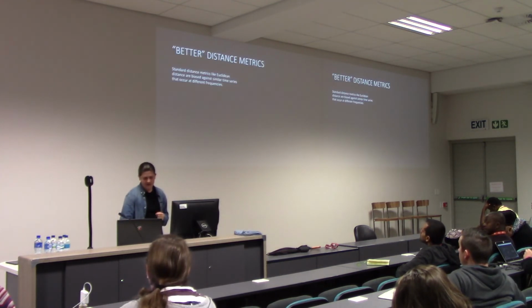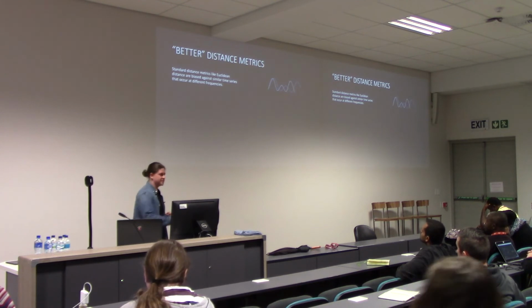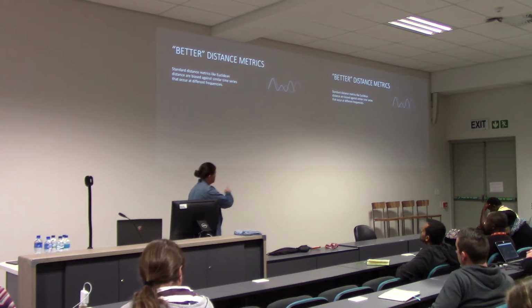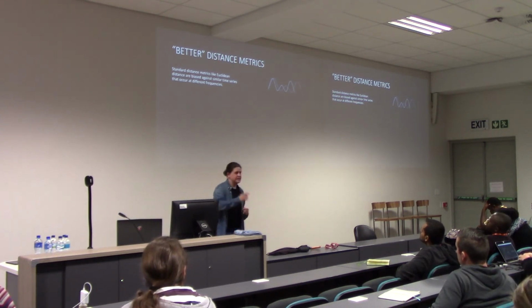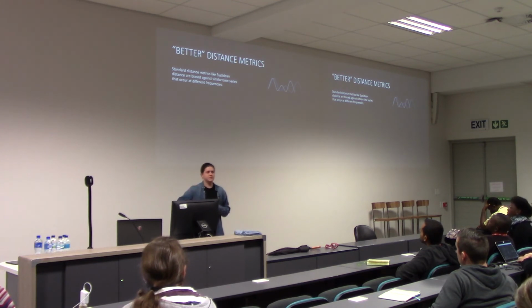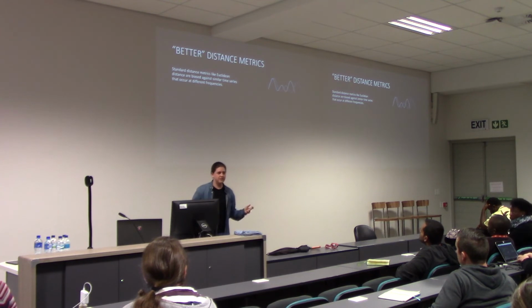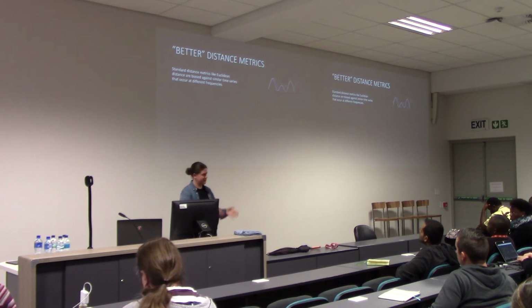Okay, cool. So, better distance metrics. Another problem is time scale. You can have exactly the same time series but occurring over two different time scales. If you measure the distance between these two time series using Euclidean distance, it's going to tell you that they're totally different. They're not totally different, they're exactly the same.